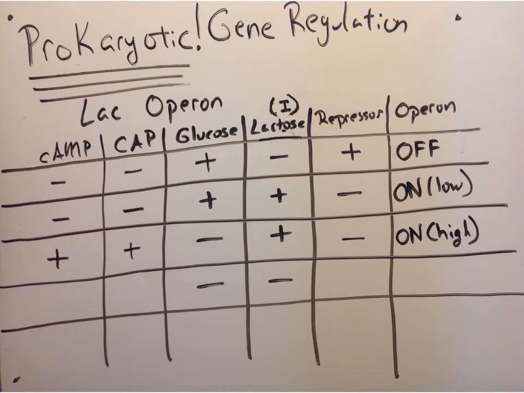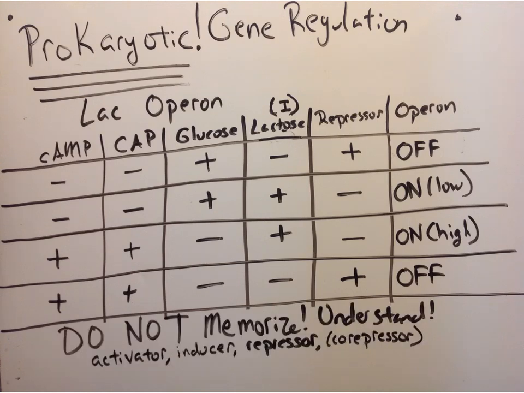But what happens if both glucose and lactose are absent? If there's no glucose, then there is cyclic AMP, and our CAP activator protein is active. However, that doesn't really matter if there's no lactose. If there's no lactose, there's no inducer. If there's no inducer, then the repressor is active. And if the repressor is active, then the operon is off. If there's a competition between an activator protein and a repressor protein, the repressor wins and blocks transcription.